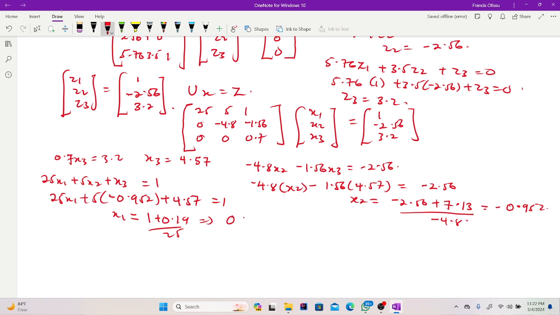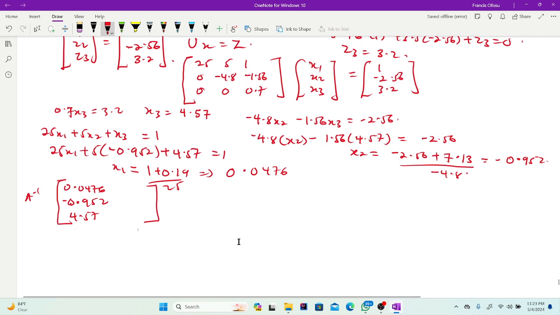0.0476, right? 0.0476. So right now, my matrix, that is the inverse A, is now having the first entries to be what? X1, which is 0.0476. Then x2, which is negative 0.952. Then the x3, 4.57. Then the rest are left for us to find. So this process looks quite tedious, but you need to use that to find. So we are not done.